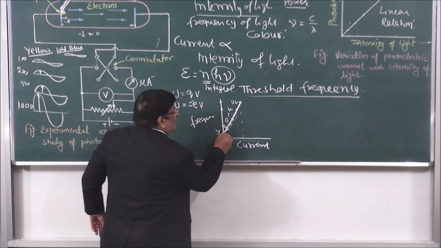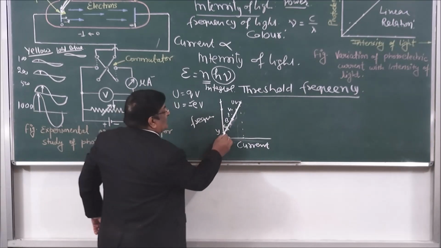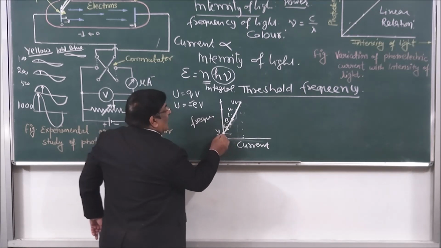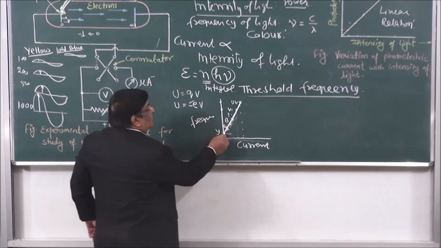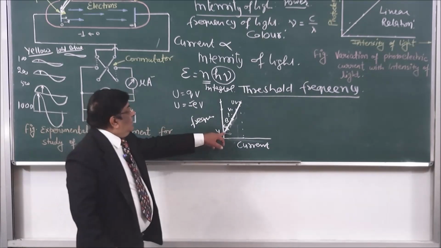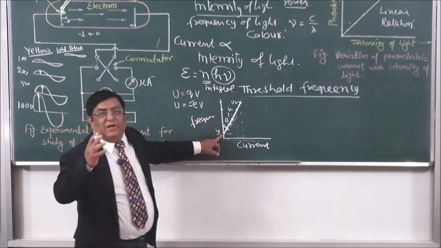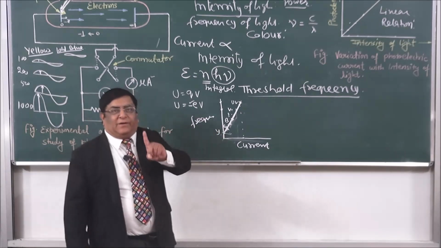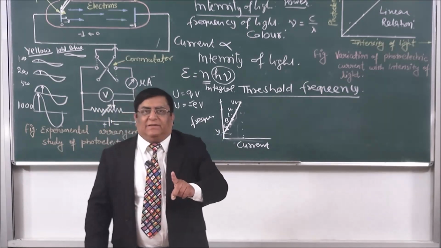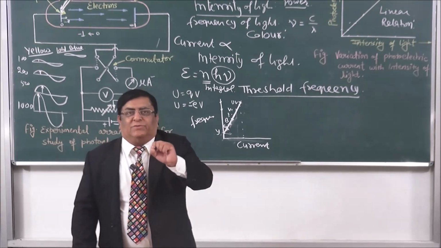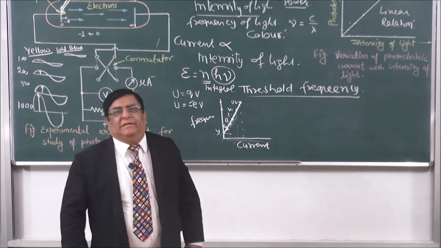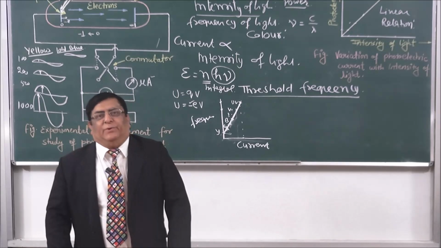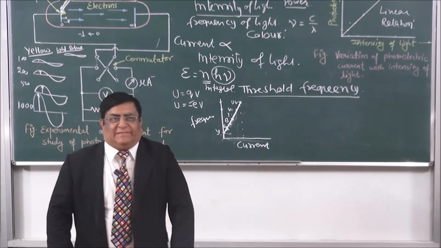less than a particular value, suppose at yellow 1 electron comes out and before yellow, for red no electron comes out, then what we say, yellow is that particular frequency at which the electron starts coming out. The frequency should be more than this, then this frequency will be known as threshold frequency.